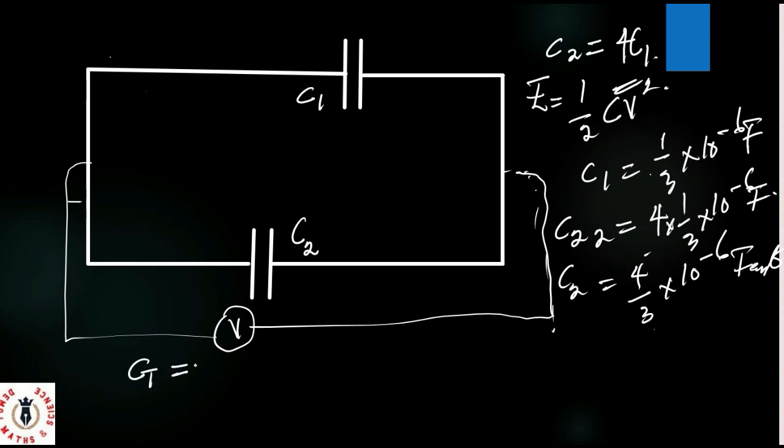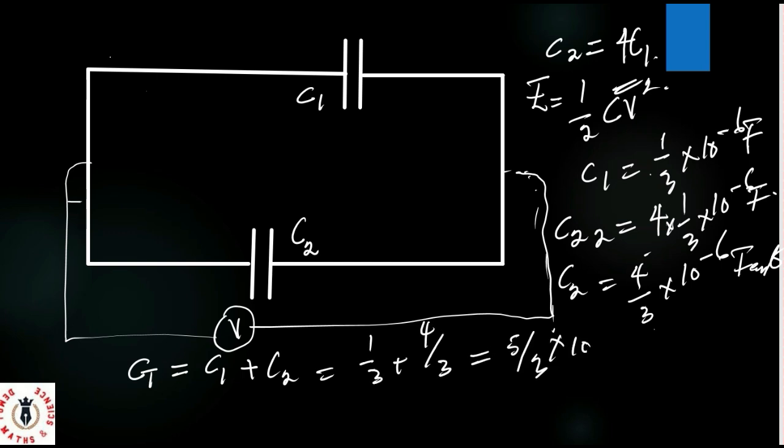CT, since they are in parallel, will be the same thing as C1 plus C2, which is equals to 1 over 3 plus 4 over 3. That's the same thing as 5 over 3 times 10 raised to power minus 6 farad. Now with this, I can now begin to calculate the voltage across the whole circuit. My voltage V is the same thing as Q over C.